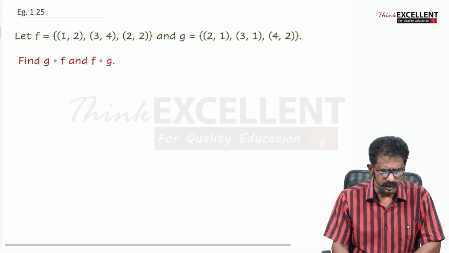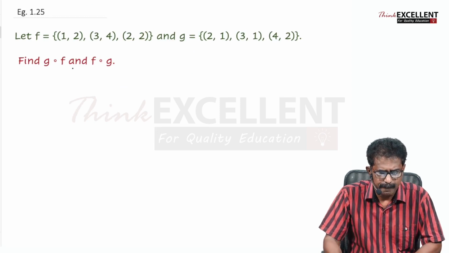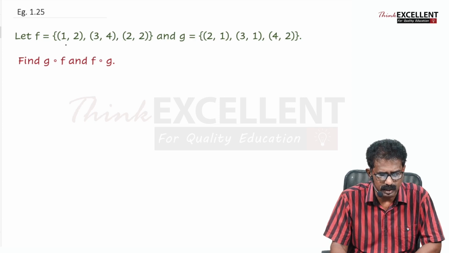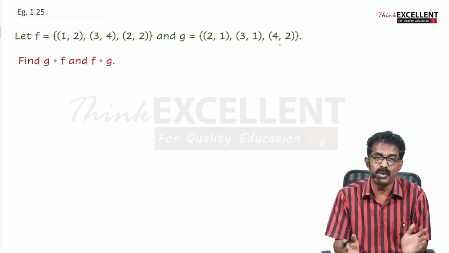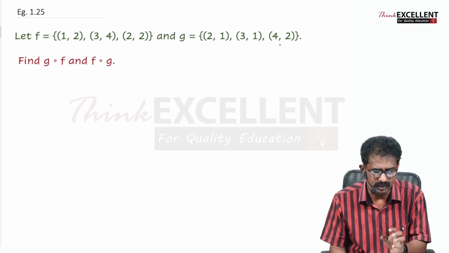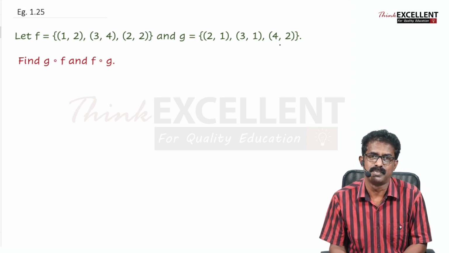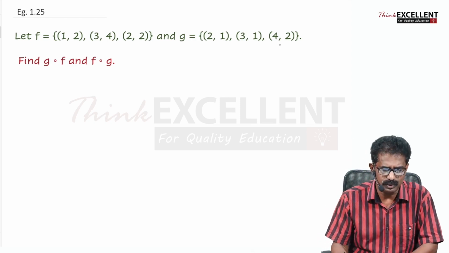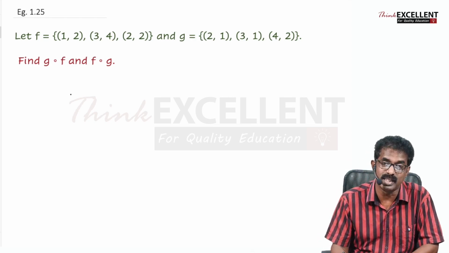Now look at another question. Given in ordered pairs, right? F is a function: 1 is related to 2, 3 is related to 4, 2 is related to 2. G is another one: 2 is related to 1, 3 is related to 1, 4 is related to 2. If some function is given as f of x equal to 2x plus something, that type we did. Now if they give a function like this, with image, pre-image and all, then how to do this? Listen very carefully, it's a very simple one.